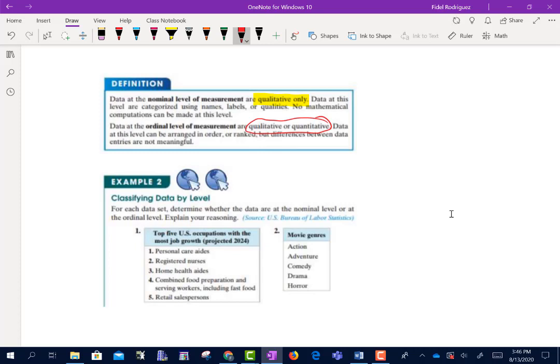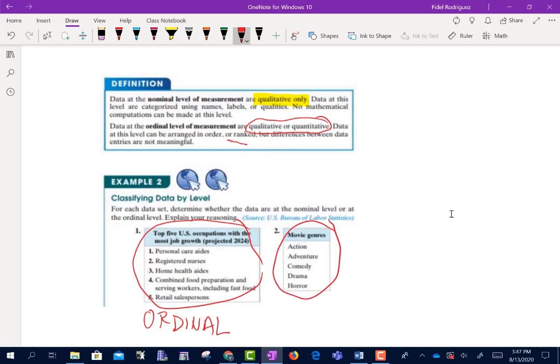So let's take a look. It says for each data set, determine whether the data is at the nominal level or at the ordinal level, okay? So here we have the top 5 U.S. occupations with the most job growth. Okay, so these are the top 5. They've been ranked, right? Because they have been ranked, number 1, this is going to be ordinal, okay? Now, number 2, we have movie genres: action, adventure, comedy, drama, horror. Are these ranked? They're not ranked or anything, right? Because they're not ranked, they're going to be nominal.